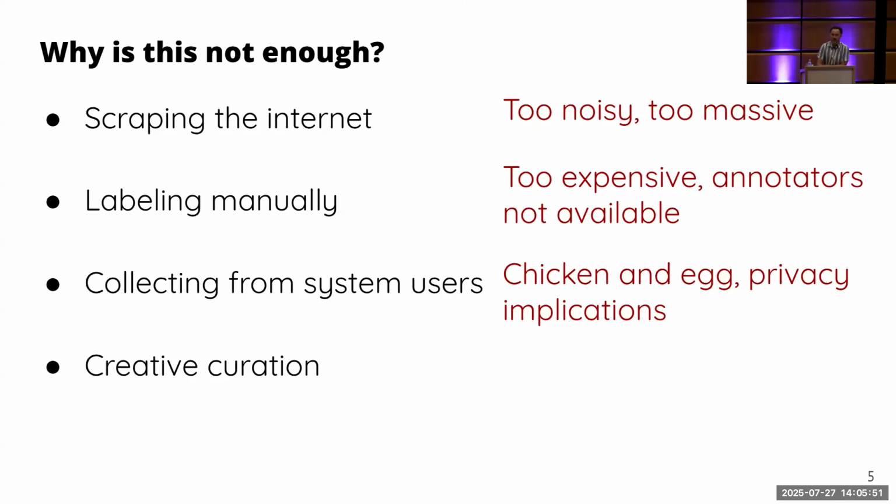Collecting from system users. First, we have a chicken and egg problem. So in order to collect from system users, you need to have a system. In order to have a system, you need to have data. And you don't have data. So that's a problem. Another thing is privacy implications, obviously. So you can only collect data that system users consent to. And creative curation is great when you can make it work, but there's limited applicability, especially if you're constrained to doing particular deterministic varieties of curation.